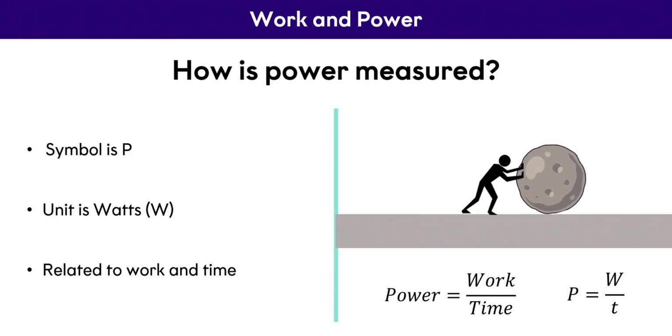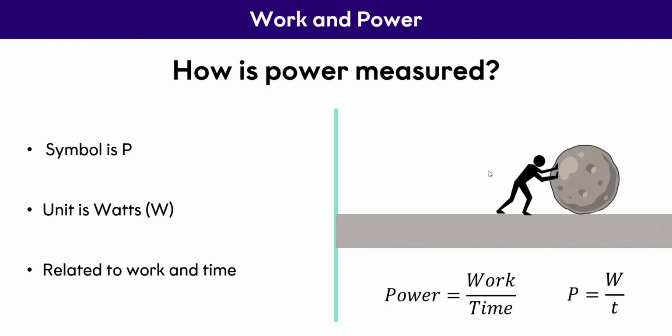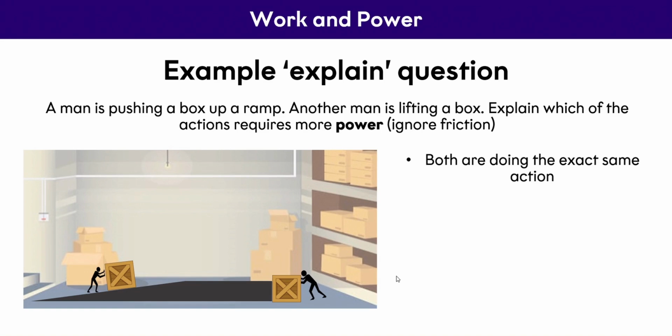So if this person was to push the boulder, we're looking at how much work was done, but we're also looking at how long it took to do that work. And this is the measure for power. So let's look at the same explain question we did for work, except we're putting power in its place. So again, just as a reminder, the man's pushing a box up the ramp, another man is lifting the box. We're going to explain this time which action requires more power.